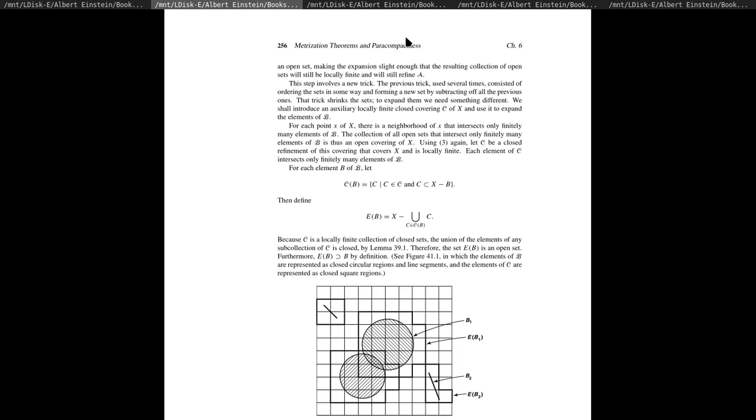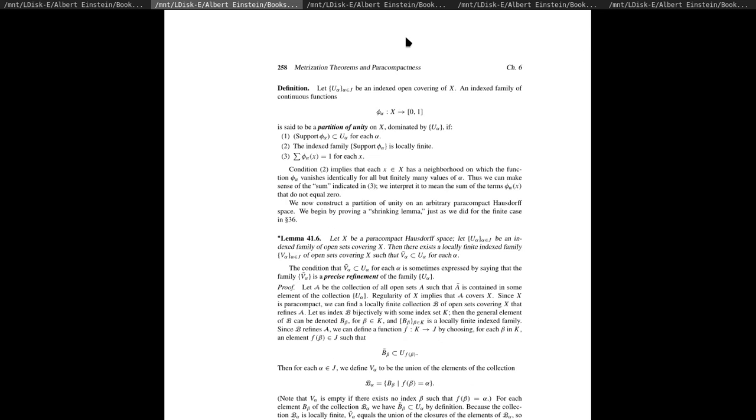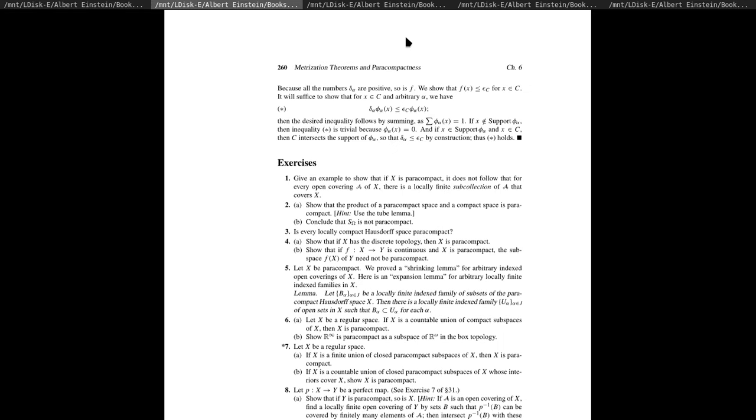Okay. Yeah, the product of a paracompact and a compact space is compact. Sorry, is paracompact. And the theorem is probably totally different from the Tikhonov theorem. Munkres gives that as an exercise, and his hint is to use the tube lemma, to prove that the product of a paracompact and a compact space is paracompact. Exercise 2 there.